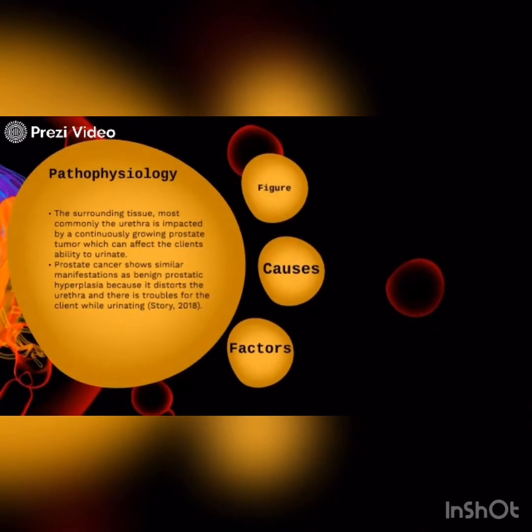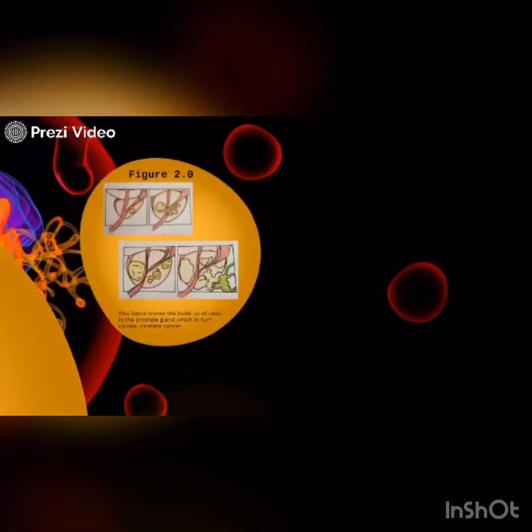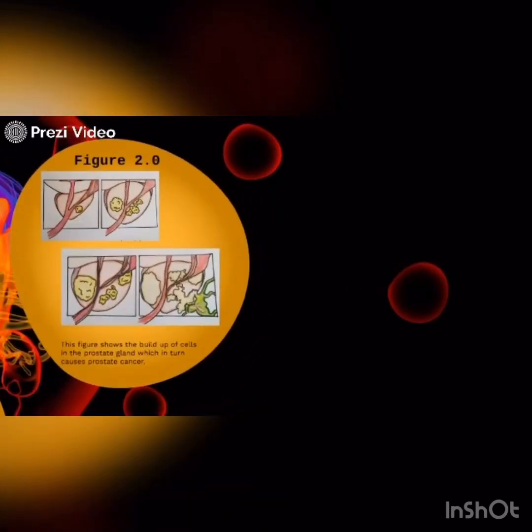So in the pathophysiology, the surrounding tissues, most commonly the urethra, is impacted by the continuous growing prostate tumor, which can affect the client's ability to urinate. So prostate cancer shows similar manifestations as benign prostatic hyperplasia because it distorts the urethra and the client would have troubles urinating as well. So in this picture here, our second one shows the abnormal cells growing. So sometimes they can even burst out of the prostate and move into other parts of the body as well.